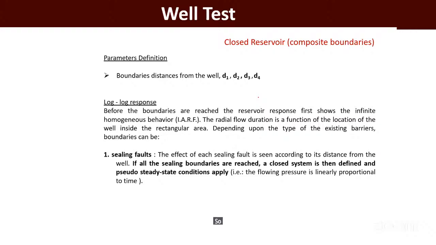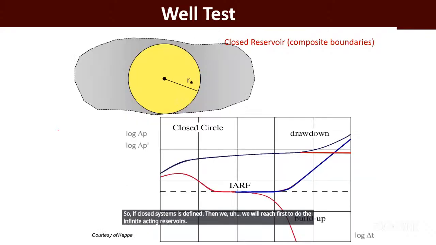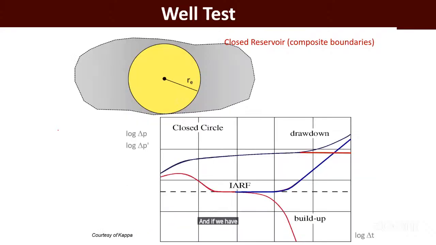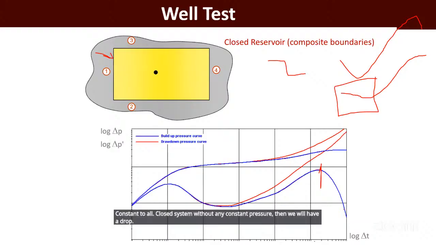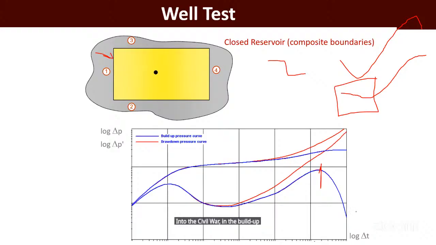So if a closed system is defined, then we will reach first the infinite acting reservoirs. And like we mentioned, if we have a closed system without any constant pressure, then we will have a drop in the reservoir in the build-up curve after reaching, and we will see an increase in the drawdown.